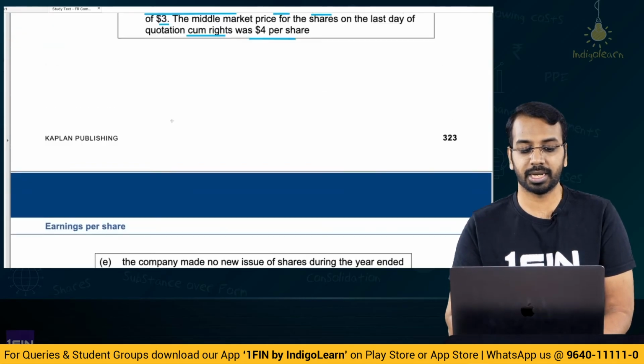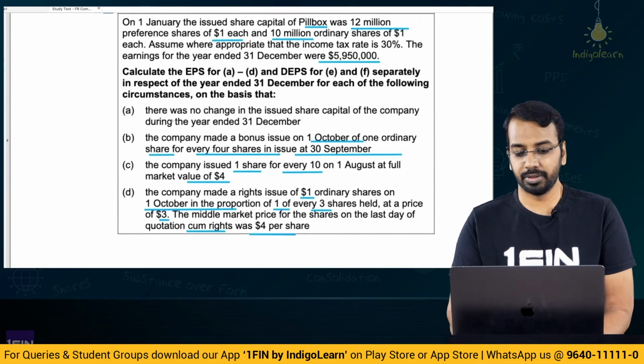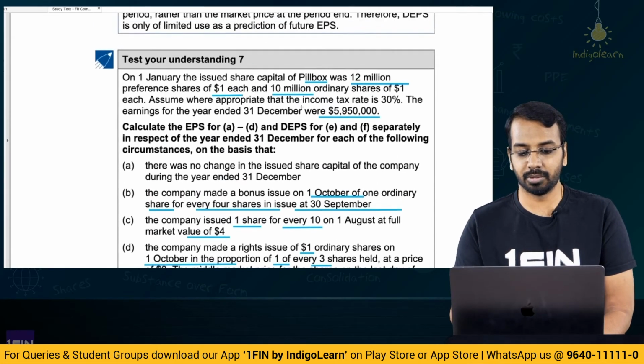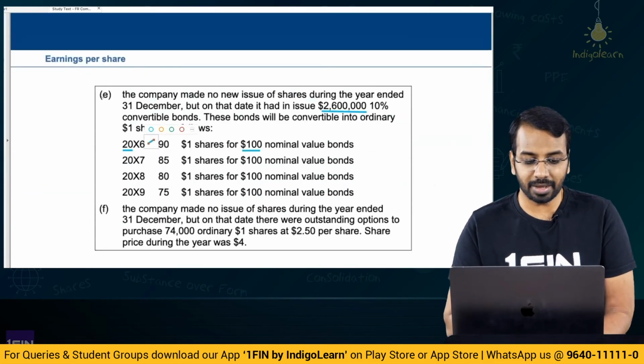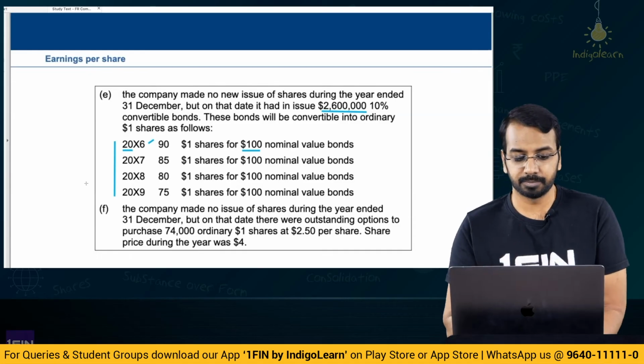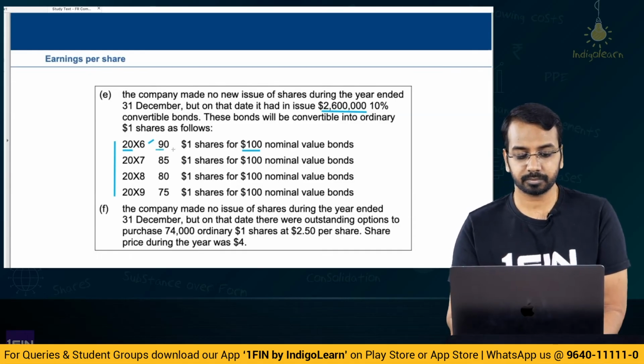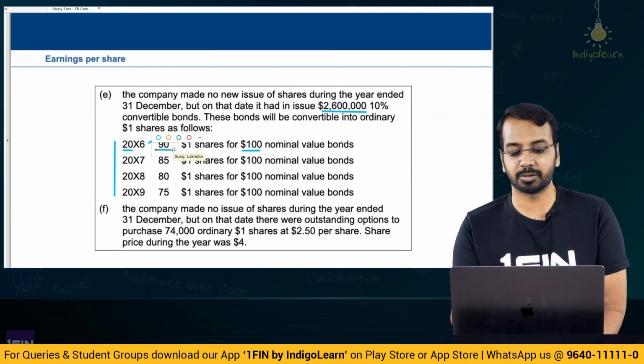Basically, for every $100, you will get this many shares. Now, which period are we at? We are at 31st of December of, I think, year 1. They have not mentioned the specific date. Now, when you have a series of conversions, what is the worst case scenario for the company? 90 shares. So you will take 90 shares for the purpose of diluted earnings per share.